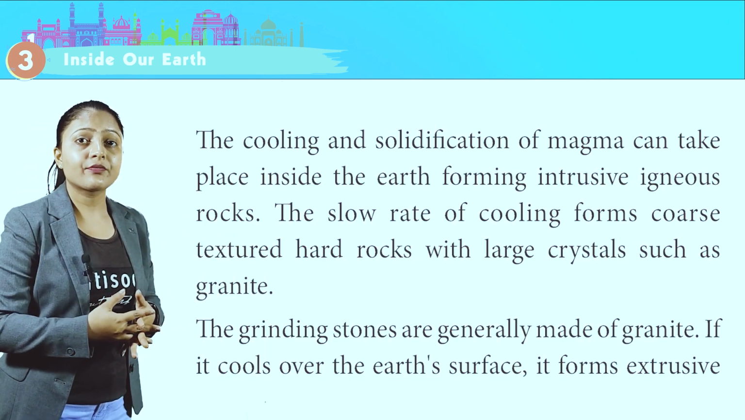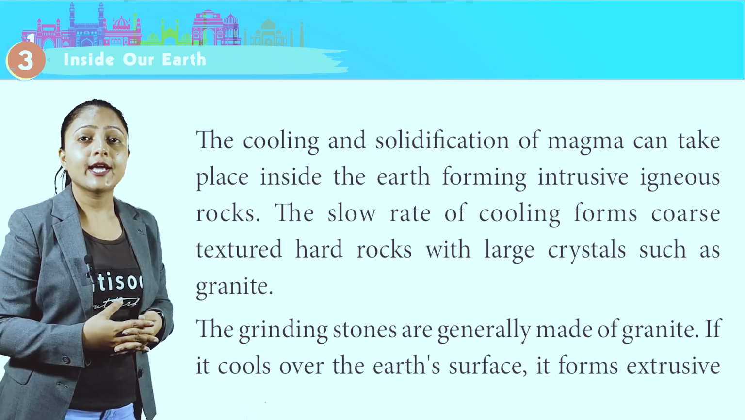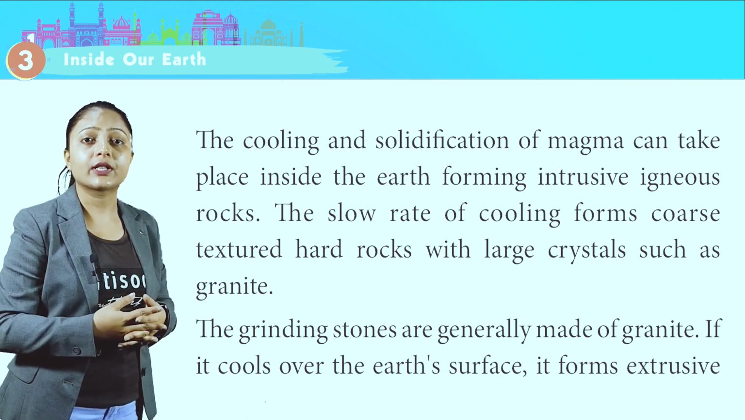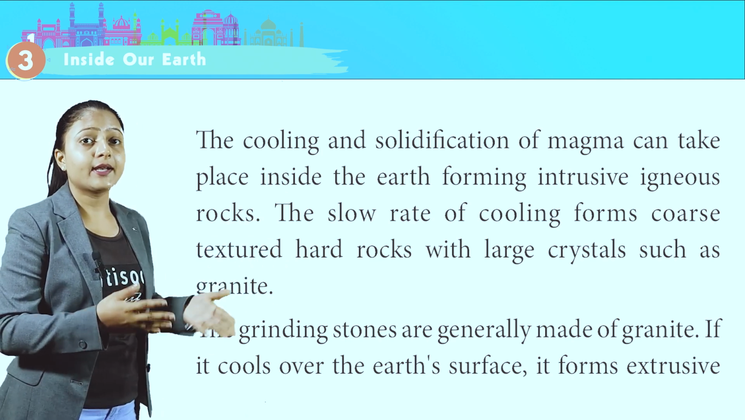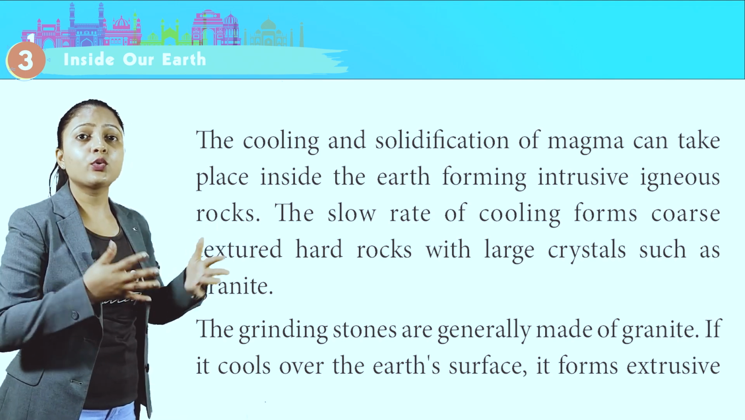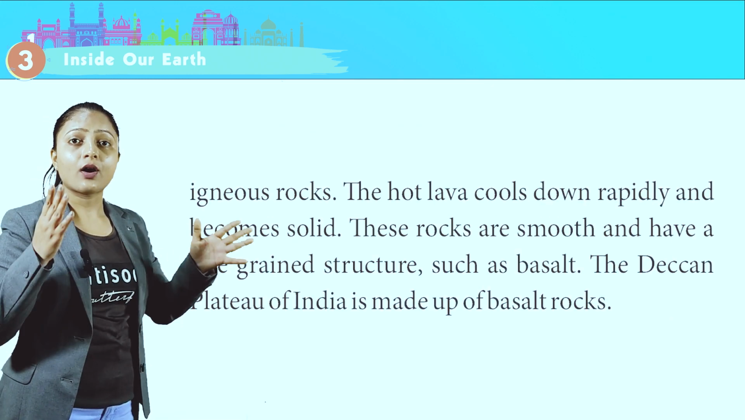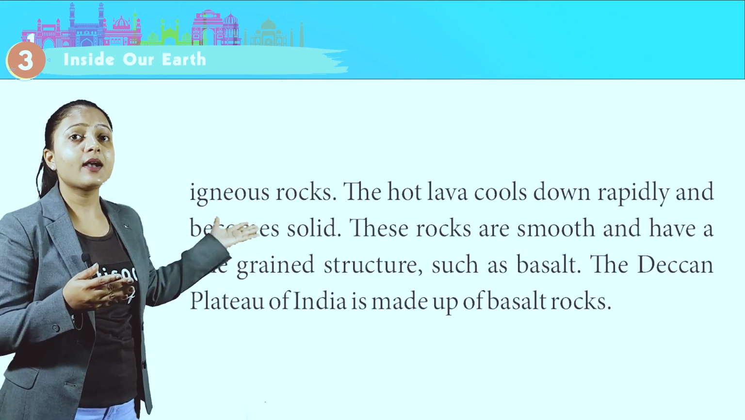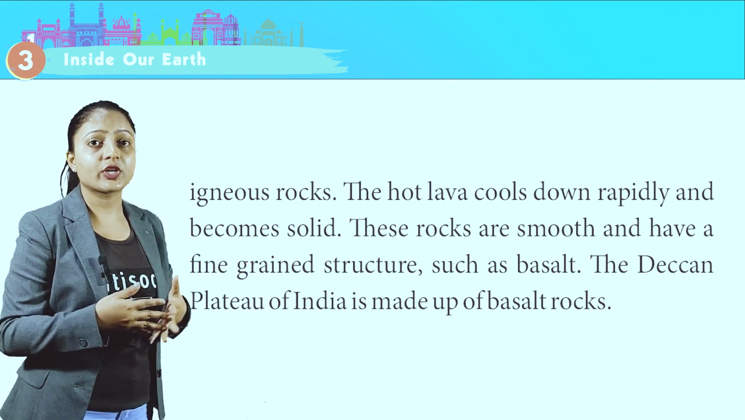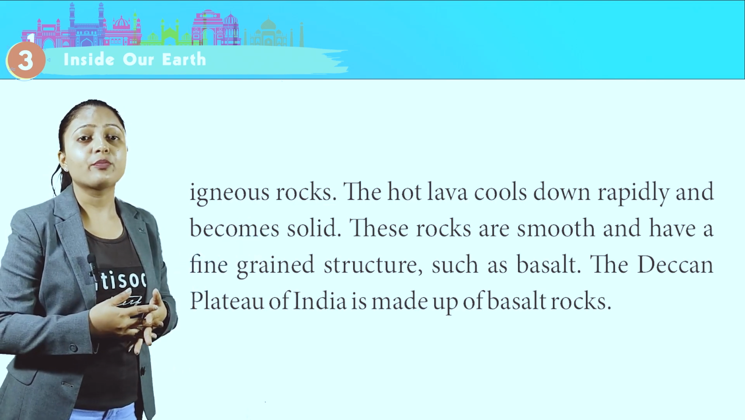The cooling and solidification of magma can take place inside the earth, forming intrusive igneous rocks. The slow rate of cooling forms coarse texture hard rocks with large crystals such as granite. The grinding stones are generally made of granite. If it cools over the earth's surface, it forms extrusive igneous rocks. The hot lava cools down rapidly and becomes solid. These rocks are smooth and have a fine-grained structure, such as basalt. The Deccan Plateau of India is made up of basalt rocks.